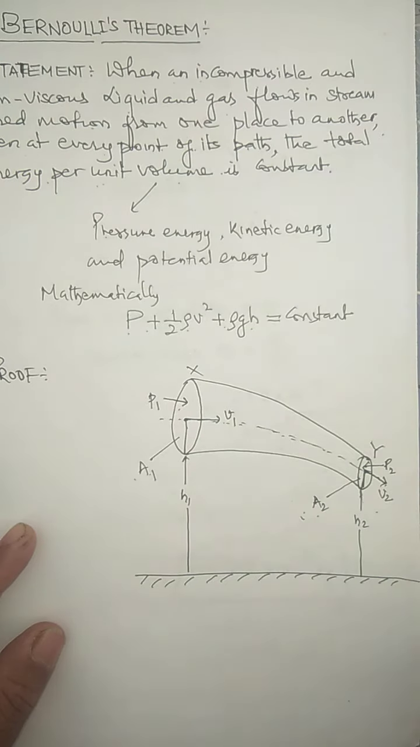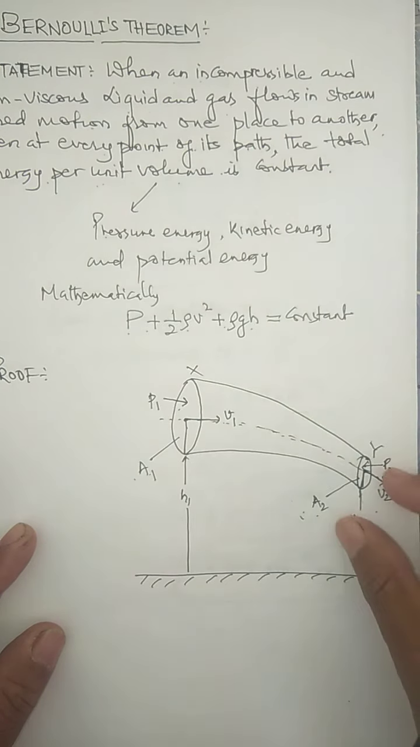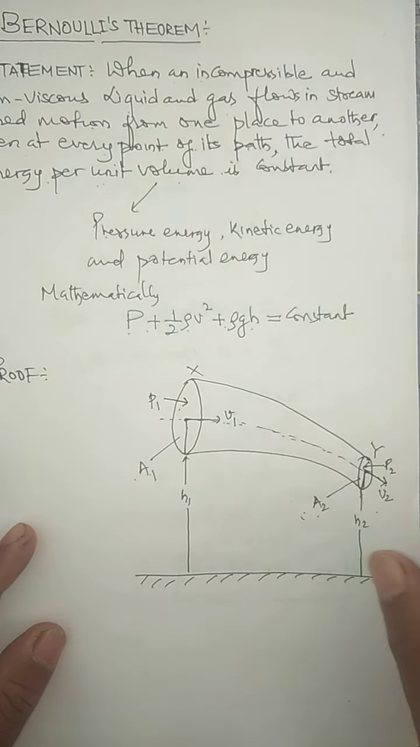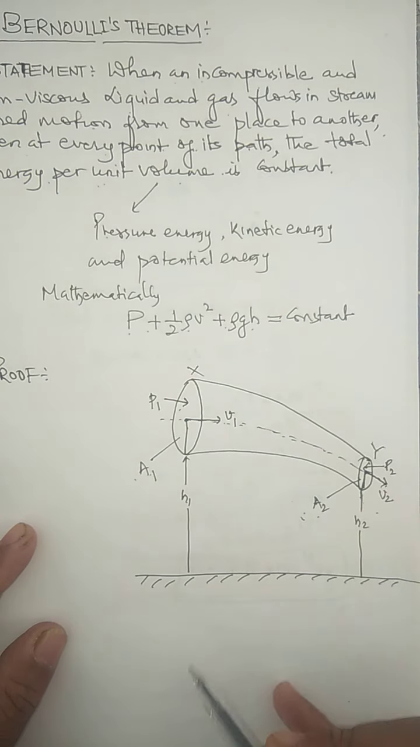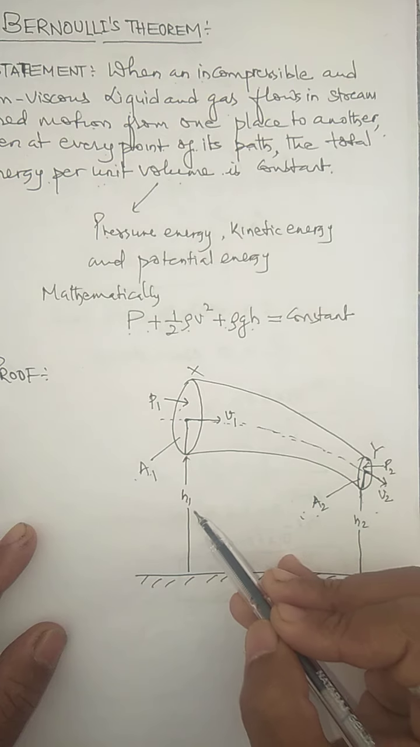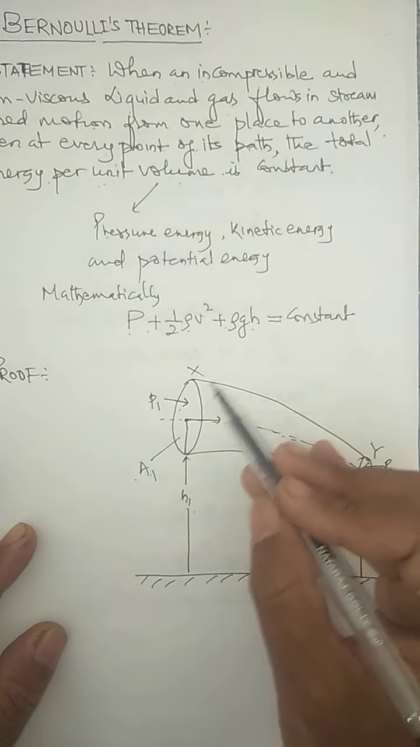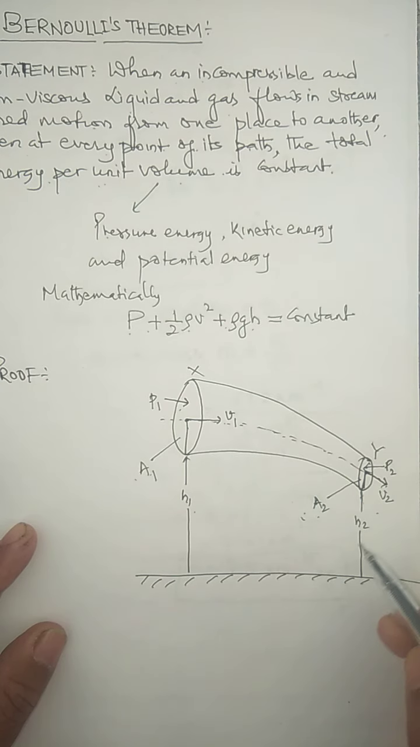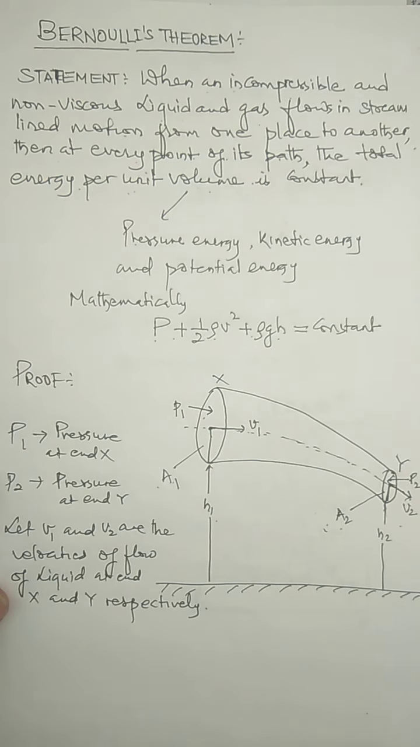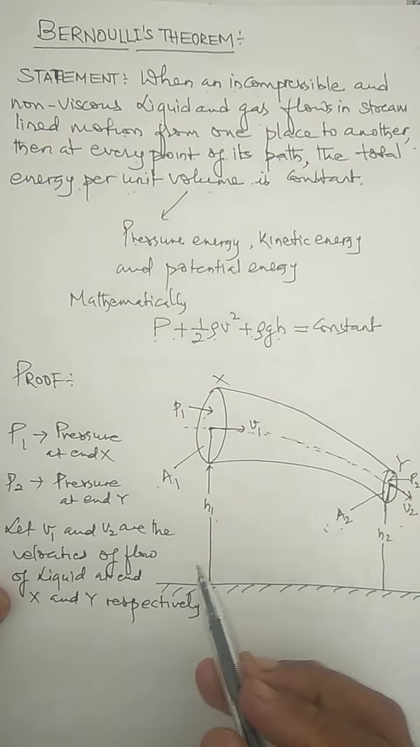But look at the diagram, children. This tube, having a non-uniform cross-sectional area, is placed on a surface at different heights. One height is H1, the height acquired by the end X of the tube from the ground, and there is a height also acquired by the end Y of the tube, that is H2. In order to prove the theorem, I have just considered some part.